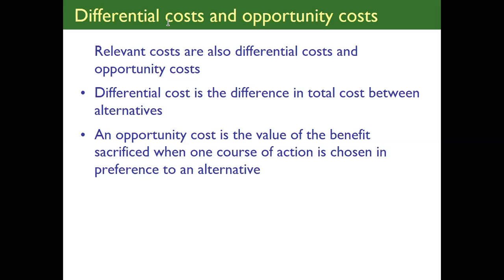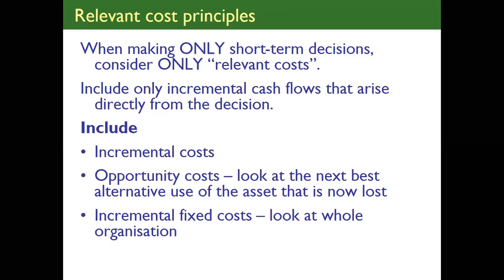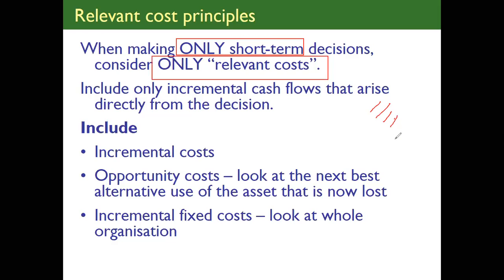We move forward, and we say that when making short-term decisions, consider only relevant cost. If you pay attention, it very strictly says only short-term decisions. You take only relevant costs. Relevant costs are not the only costs. I may have, for example, 10 different types of costs, but in the short term I can take only my relevant costs and ignore the others. But of course, in the long term, you cannot ignore these. I'm ignoring them now in the short term, but in the long term I have to include everything.